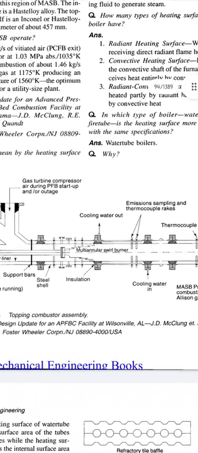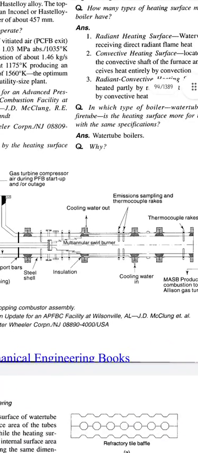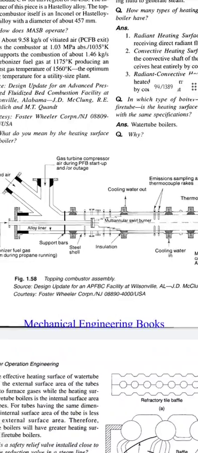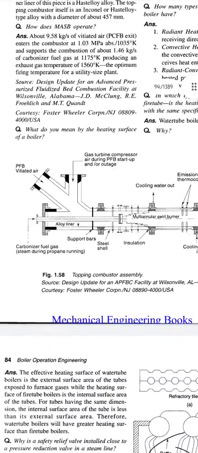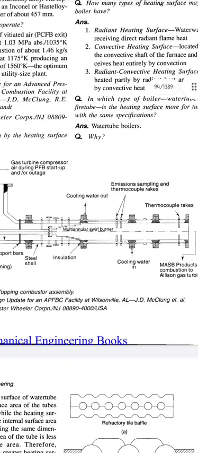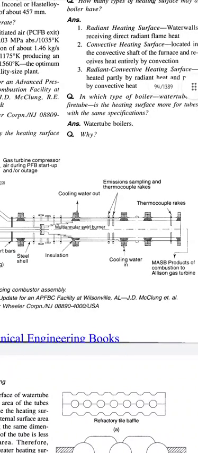So in here we can see the multi-annular swirl burner. Cooling water outlet and cooling water inlet are available at the bottom of the diagram, and at the top is a cooling water outlet. We can see insulation, the steel shell, and support bars, and emission sampling and thermocouple racks, and another thermocouple rack is available. Cooling water inlet and cooling water outlet are available.